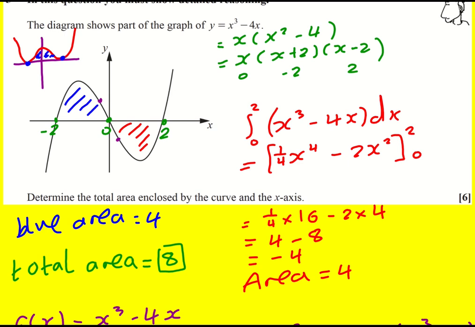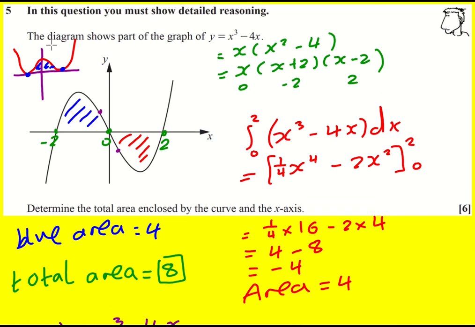If you don't see it and you do the integral from minus 2 to 0, absolutely fine. You should get an area of 4 as well. But overall, we've got our answer of 8.